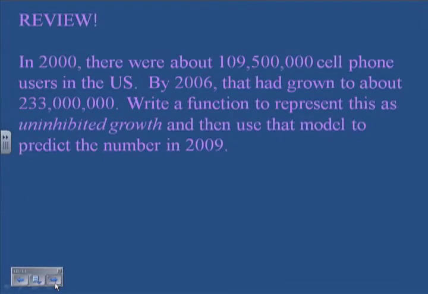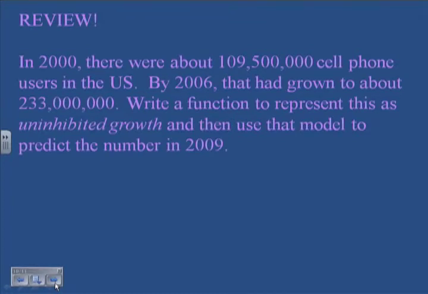Okay, well, now that we've had a chance to see the logistic growth, I thought I might go back and review with you kind of the uninhibited growth model. So, in 2000, we had about 109,500,000 cell phone users just in the US. And then by 2006, it's up to almost 233 million.